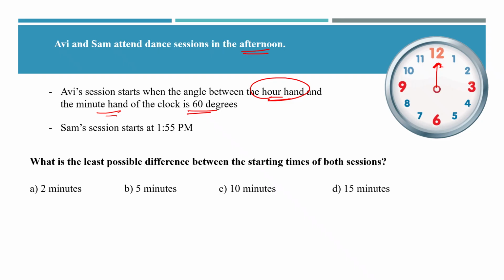Correct. If it's 12 o'clock, the angle between hour hand and minute hand is 0 degrees. If it is 1 o'clock, the angle is 30 degrees as we know. And now it's exactly 60 degrees. Great. So the time should be approximately 2 o'clock, 2 p.m. But there are other possibilities also. If it is 3, then 90 degrees. We are not talking about that.